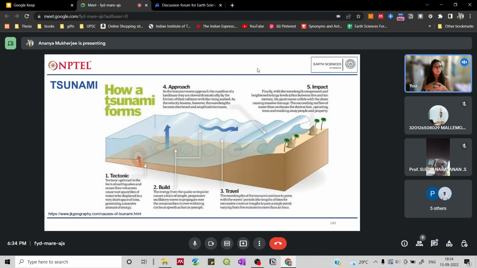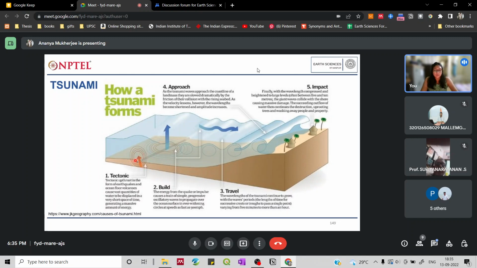So the first one would be tsunami. As you all know, a tsunami wave is different from a normal wave due to its height, due to the energy that it carries, and mostly due to the mechanism by which it is caused. Over here you can see the initiation of the tsunami is primarily due to any kind of tectonic movement happening in the ocean basin.